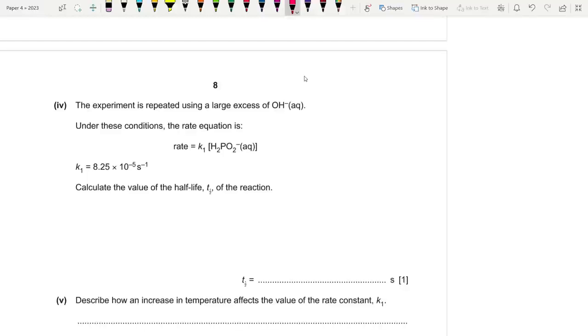Now you guys know for a first order reaction, the formula for half-life is ln 2 by k. So here t half is equal to ln 2, or 0.693, divided by k1, which is 8.25 into 10 to the power minus 5. So 0.693 divided by 8.25 into 10 to the power minus 5 gives you a value of 8,400 seconds. Fine.